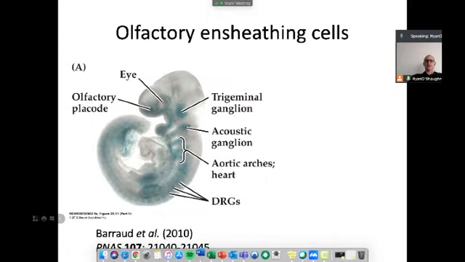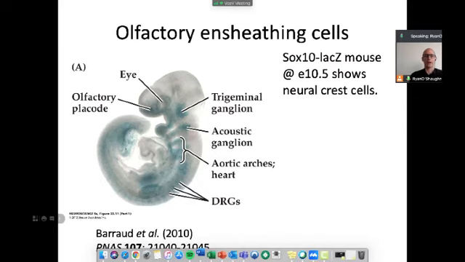And so the final kind of cell that we have in our neural crest are these olfactory ensheathing cells. Now, if we express SOX10, which we know marks neural crest cells throughout the body, except for the ones that form the skull, we have a SOX10 LacZ mouse, and we can see all the neural crest cells expressed and their presence in the embryo.